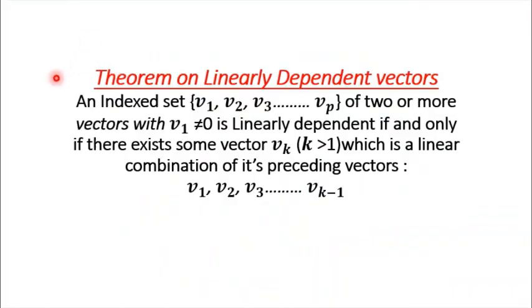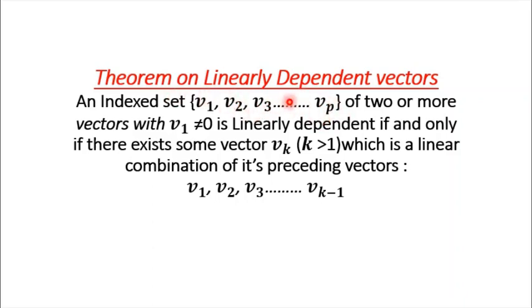Now let me prove an important theorem on linearly dependent vectors. Its statement goes like this. An indexed set of vectors v1, v2, v3 and so on up to vp, of 2 or more vectors, that means minimum 2 vectors should be there in this, with v1 not equal to 0, the first vector should not be 0, is linearly dependent if and only if there exists some vector vk, where k is greater than 1, which is a linear combination of its preceding vectors. So here, if there is an indexed set, you have the first element, second element, third element, and so on, pth element.